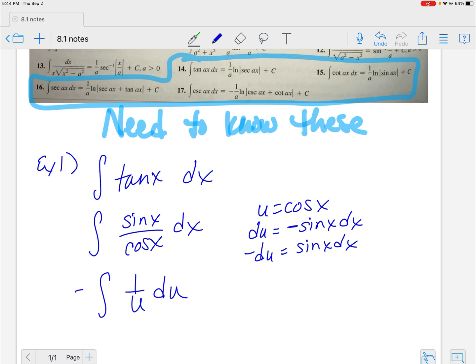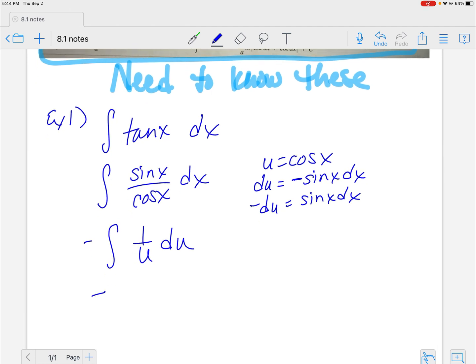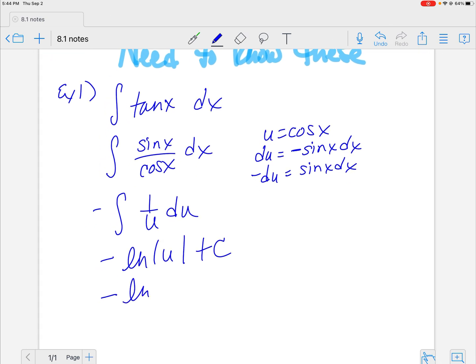So natural log, I'm using the fact that I have this in the bottom whenever I said reciprocal. Whenever we have ratio identities, sine over cosine, I'm coming up with something that's a ratio. So 1 over u, we now know this to be a negative natural log of u plus c. Okay, now I plug that back in. Negative natural log of cosine.